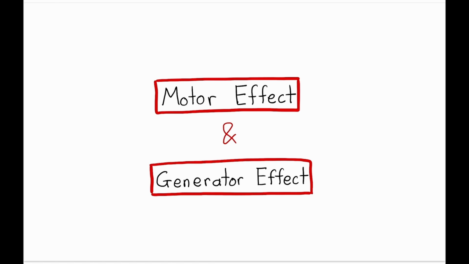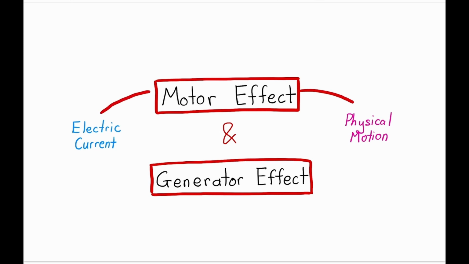Today, we will be looking at the motor and generator effect, which are two key concepts in electromagnetism. They describe the relationship between electric current and physical motion. By the end of this video, you should understand how, when we use electric current to create physical motion, we refer to that as the motor effect, and when we use physical motion to create electric current, we refer to that as the generator effect.